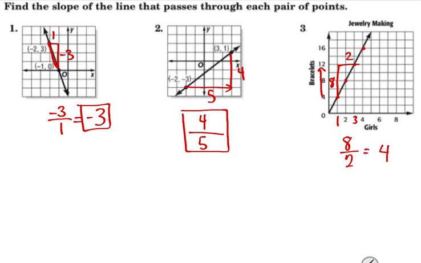Now in this case, the slope actually has additional meaning. We have y on top, so that's bracelets, per x is girl, so it's 4 bracelets per girl.